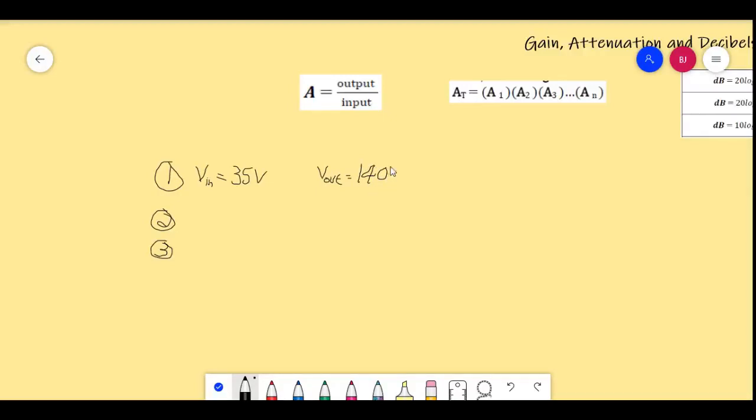For number 2, let's have the input current as 20 milliamperes and our output, let's say, is 5 milliamperes.